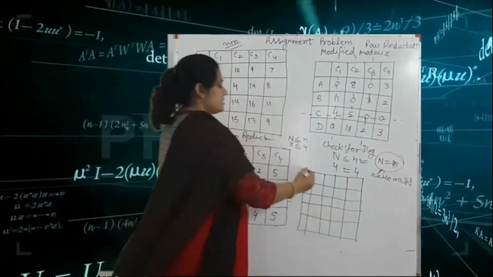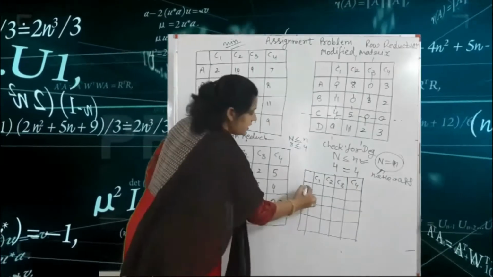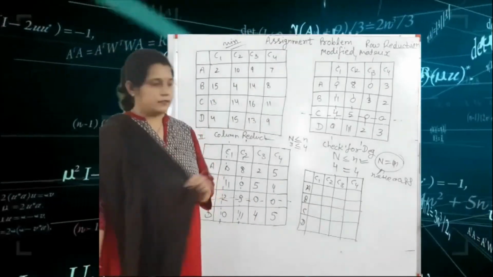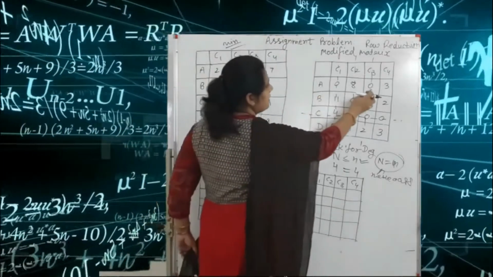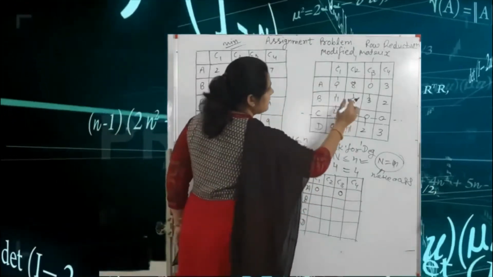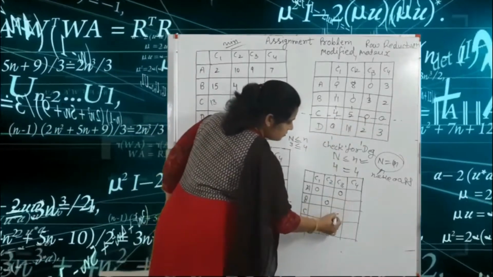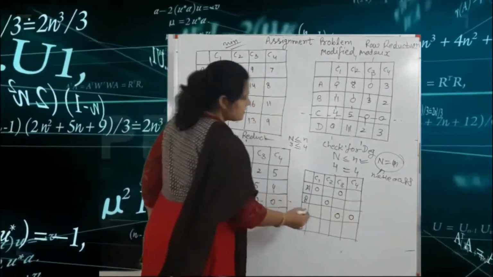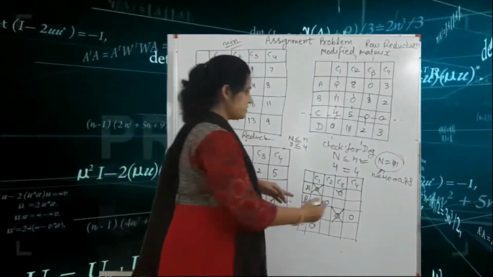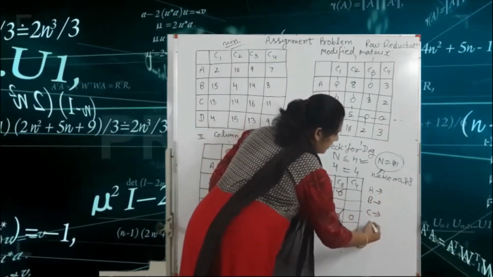So here C1, C2, C3 and C4, and here we write A, B, C and D. Got it? So for the first row, the zeros are in the first and third columns, so we write here 0, 0. Second, C2 is 0, so we write here 0. Third, C3 and C4 are 0, so we write here 0, 0. And fourth is only C1 0, so we write here 0. And for the assignment, first we write A, B, C and D.